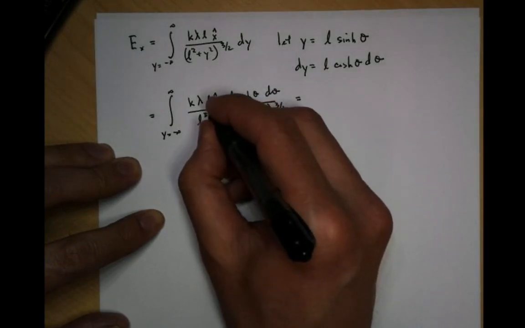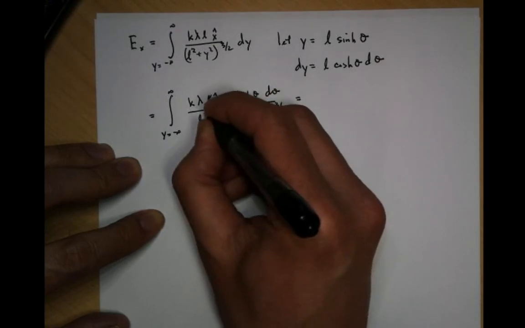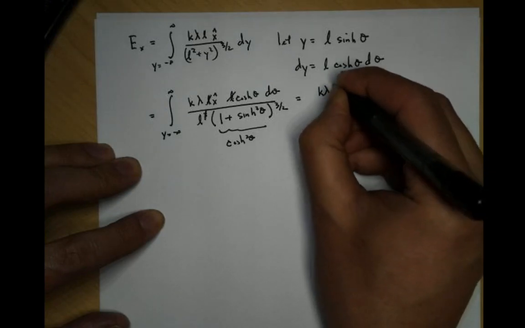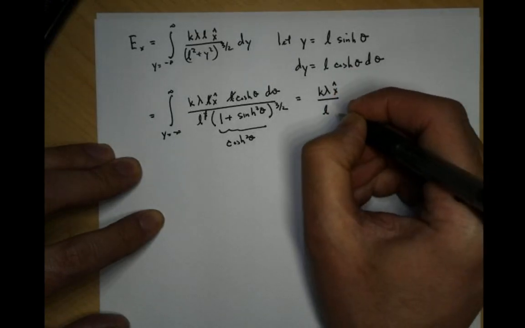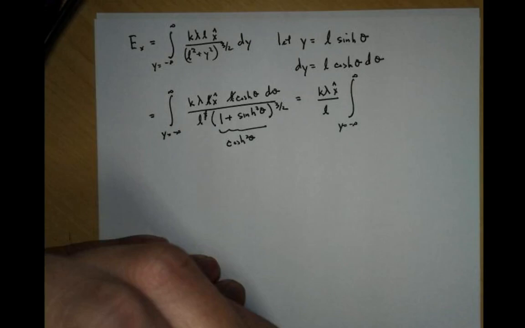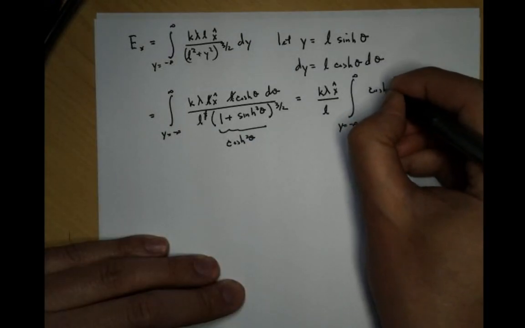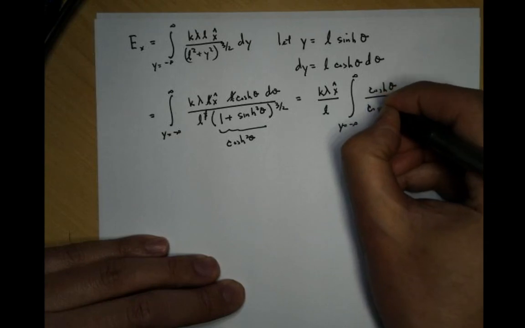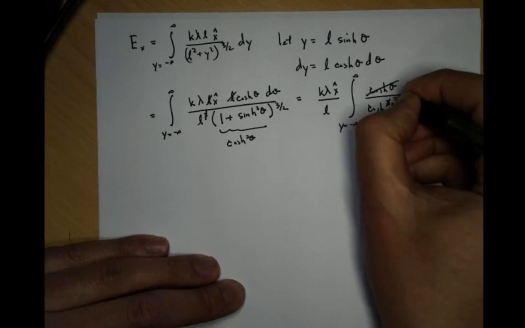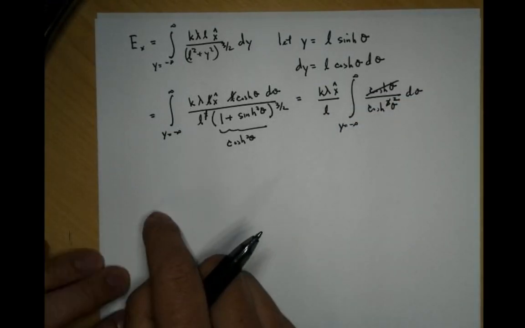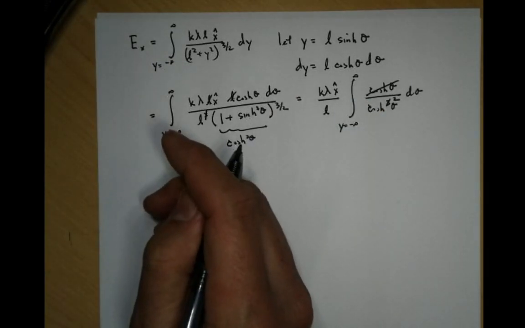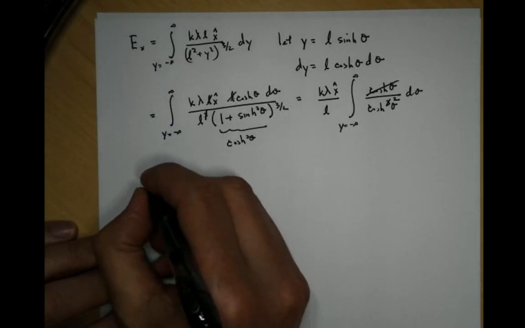So the L here, 1 over 3 will eliminate 2 there, so it'll be L to the 1. So it'll be K lambda x hat, I'll move all the constants down front now, over L, and then the integral y equals minus infinity to infinity of cosh theta over cosh cubed theta d theta. Okay, so this will turn that into a 2. So this thing turns out to be something not super difficult.